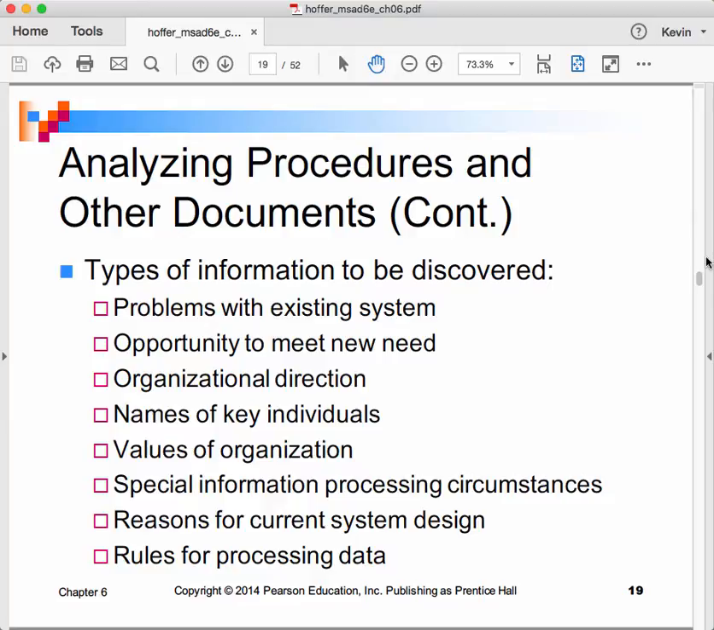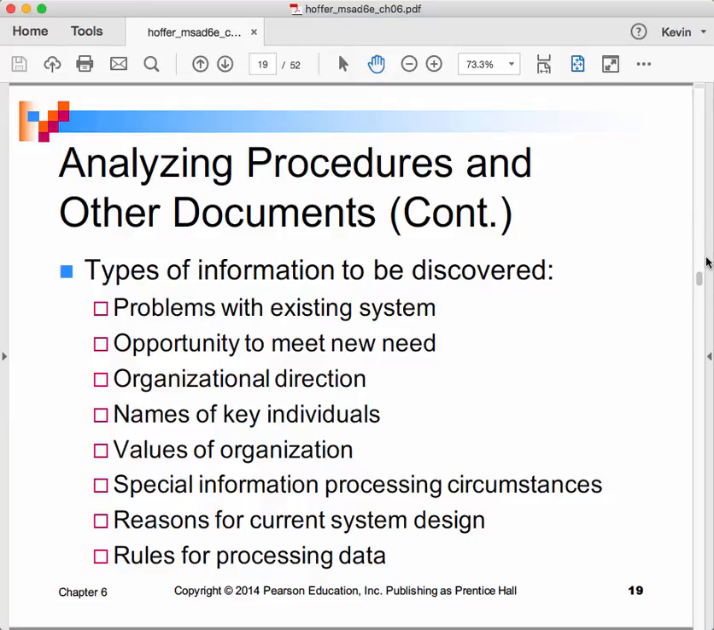But what kind of things could we find out? Okay, we could find out about problems with the existing system. Perhaps we could look at complaints, bug reports, an opportunity to meet a new need. So we could maybe find out about requirements that people have expressed, organizational direction. Maybe that would come from some kind of a policy or a strategy document. Names of key individuals, perhaps that might come from an organization chart.